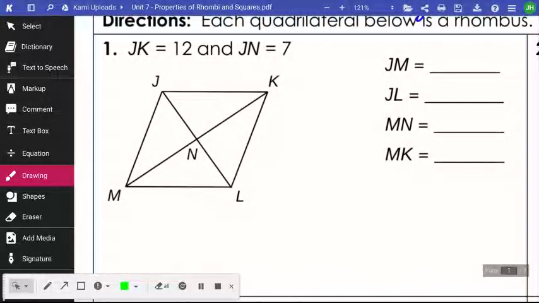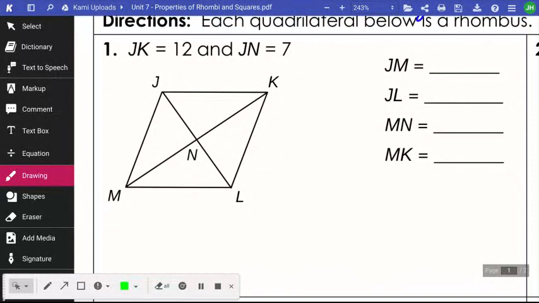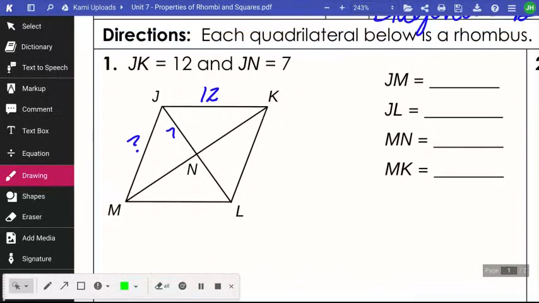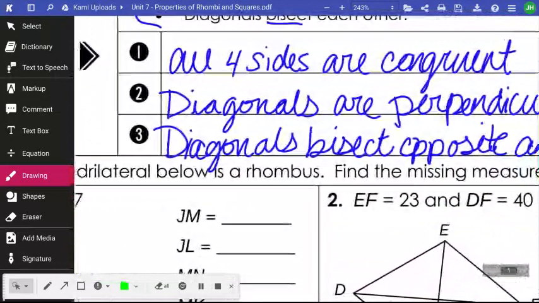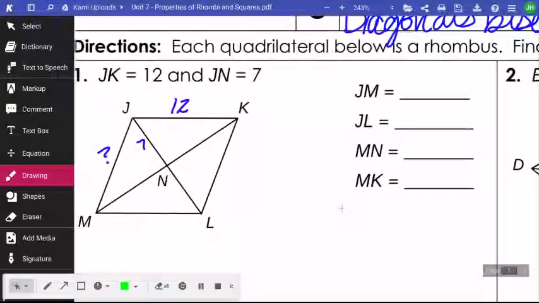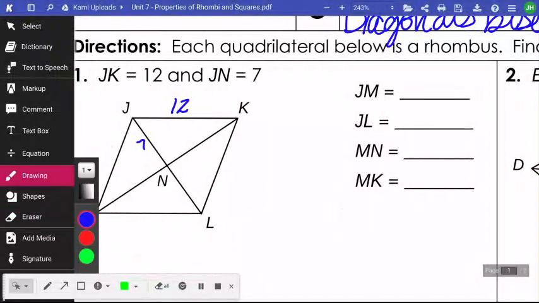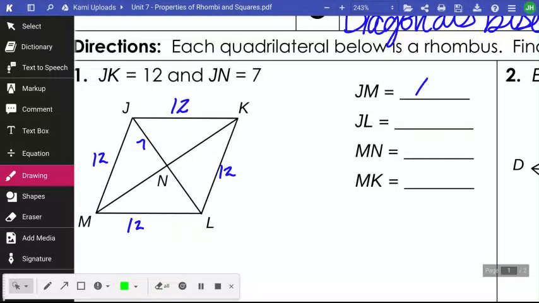So we're going to start with this problem here. We know that JK is 12. And then we know that JN is 7. Okay. And we are asked to first find JM, okay, which is this. All right. Well, since it is a rhombus, if you go up here, it says all 4 sides are congruent. So if I come back down here, I know that actually all of these sides are 12, meaning that JM is 12.